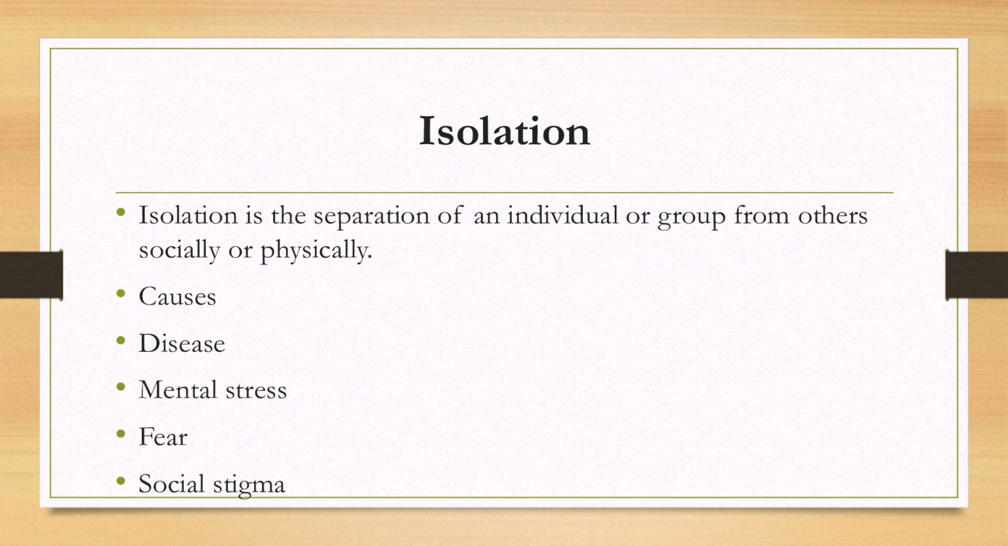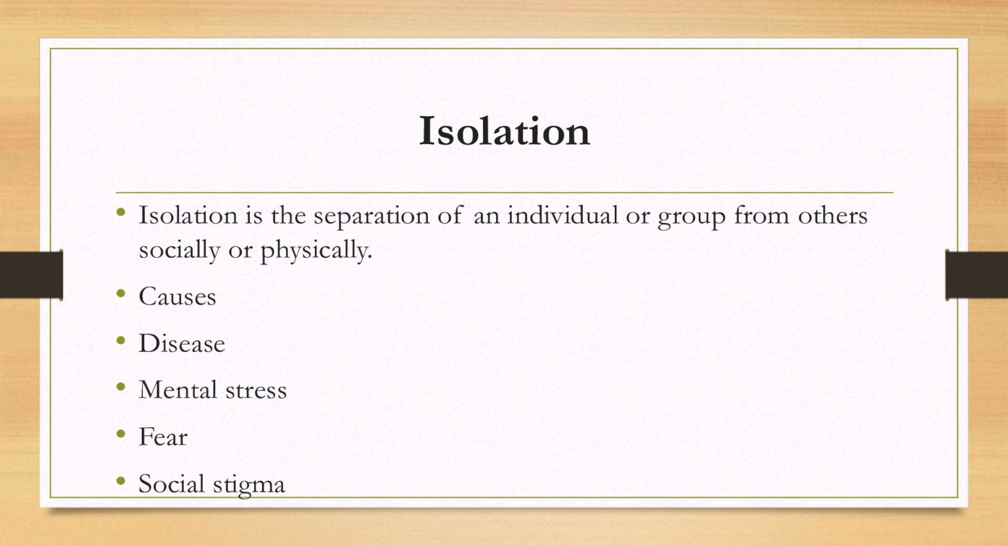Next, we will move to isolation. So what is the meaning of isolation? It means separation. It is a process of separation of an individual or a group from others, either socially or physically. So, what are the causes of isolation? One is disease. People with infectious or chronic diseases will be staying away from others, or will be separated. Why? For the safety of others and themselves, and also for the treatment.